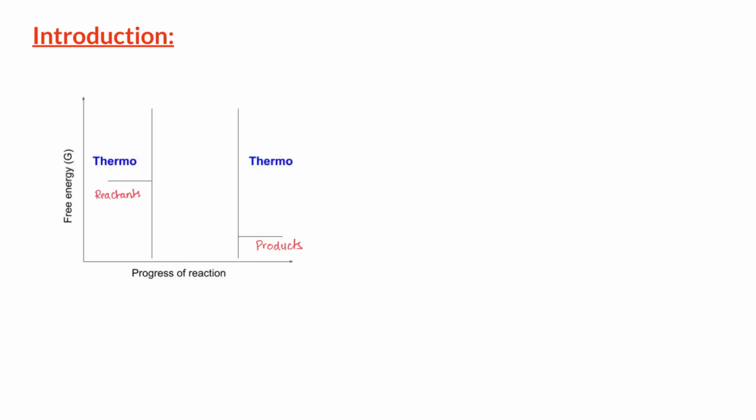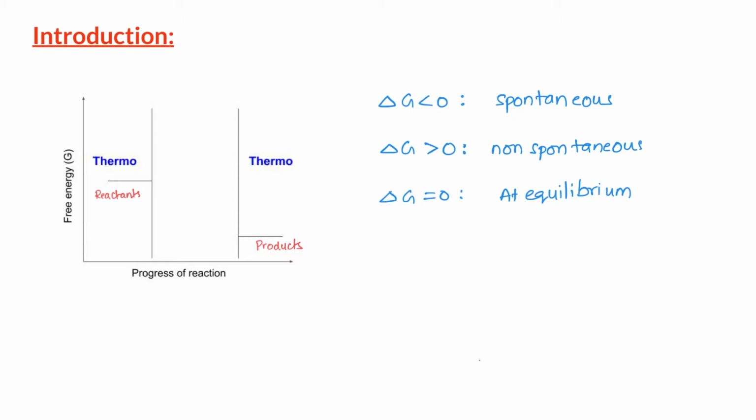In the previous chapter, we learned that the spontaneity of a chemical reaction can be predicted from its free energy change. If the free energy of the products is lower than the free energy of the reactants, that is, delta G is less than 0, then the reaction is spontaneous. If delta G is greater than 0, the reaction is non-spontaneous and the reverse reaction is spontaneous. And if delta G is equal to 0, the reaction is at equilibrium.